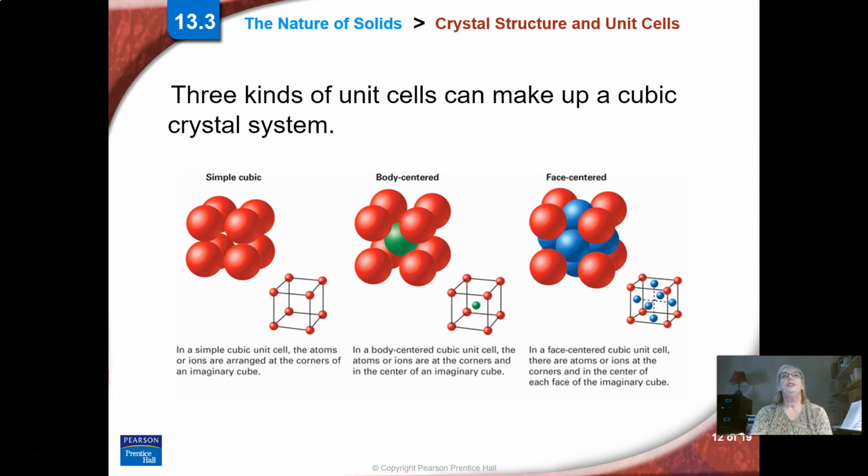There's 3 kinds of unit cells that can make up a cube. You can have a simple cube like this. You can have one little atom or ion inside this. That's called body-centered. Or you can have little atoms or ions that want to be on the faces of the cube. So that's called face-centered cubic.